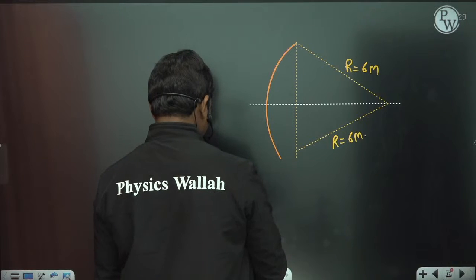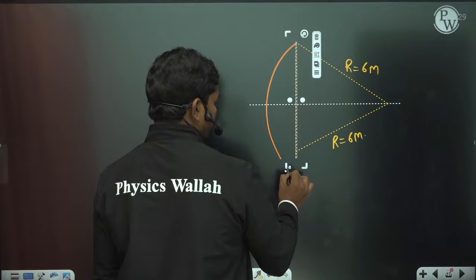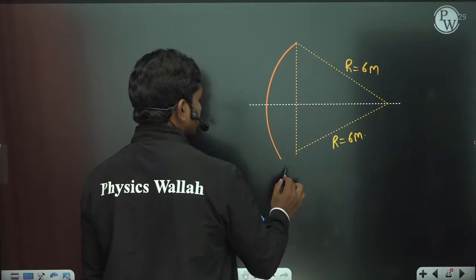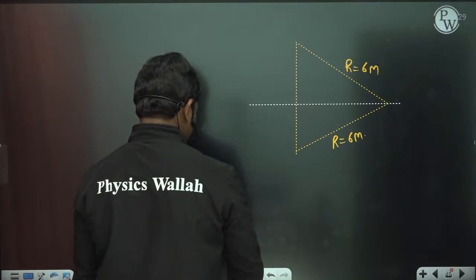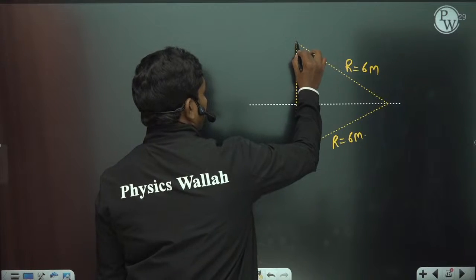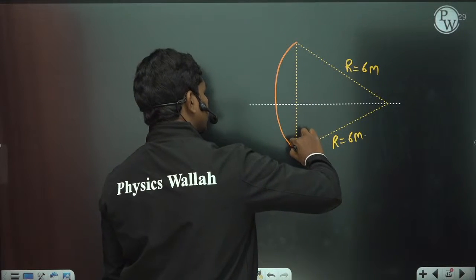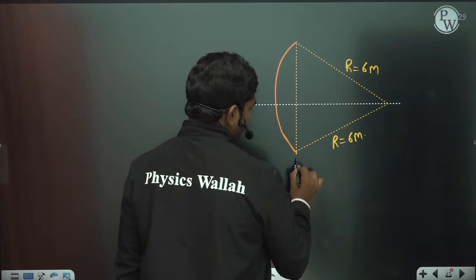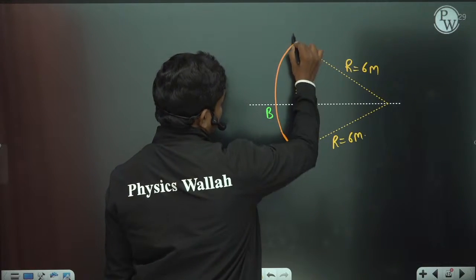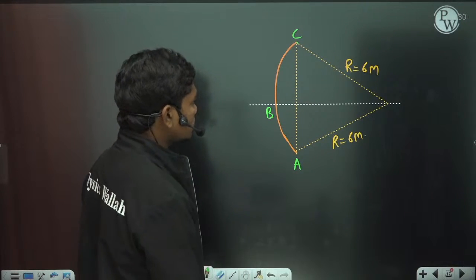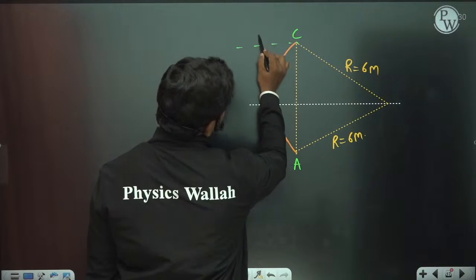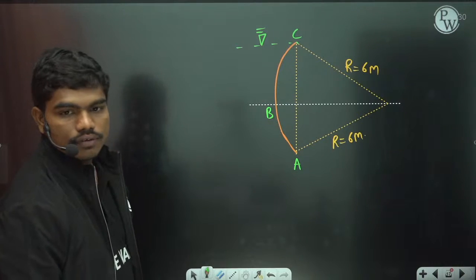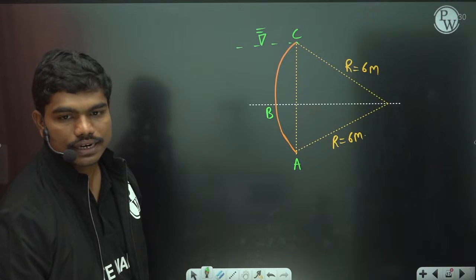I want to make the arc look neat, so that's the reason. So this is the gate. This gate is A, B, C. Now what is the horizontal force acting on the gate? This is the free surface of water. So what is the horizontal force acting on the gate?